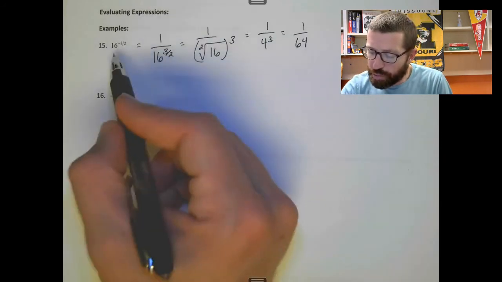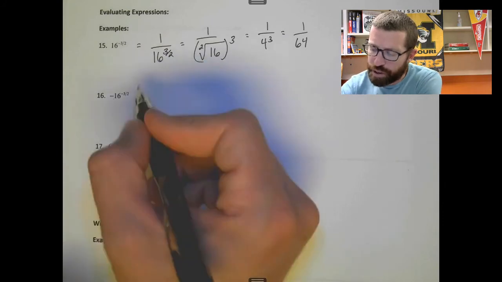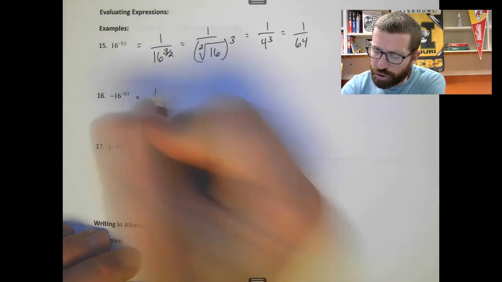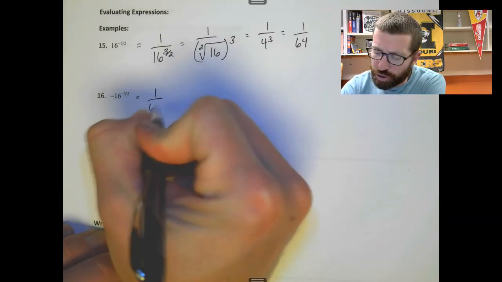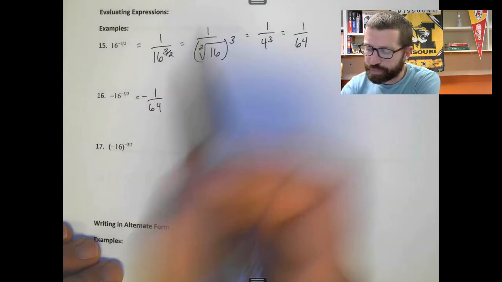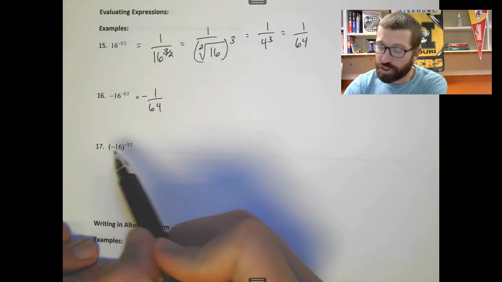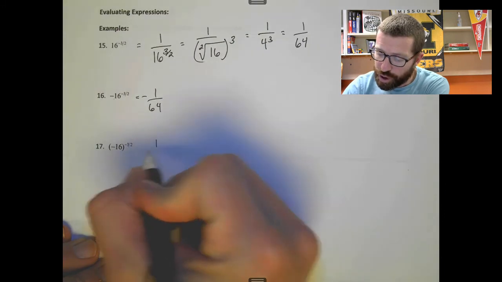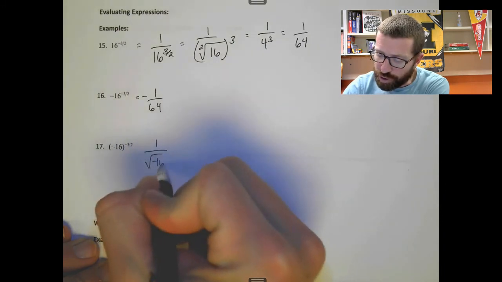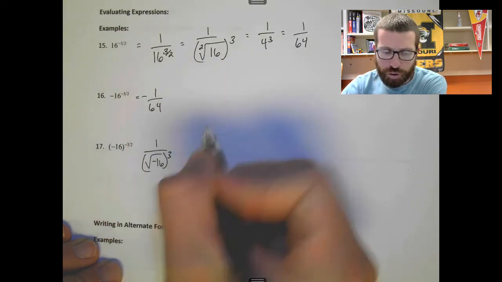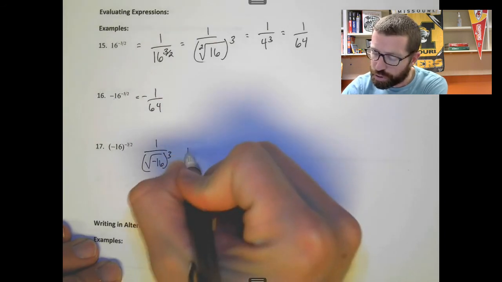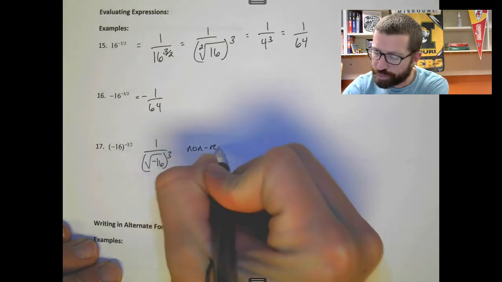Okay, so this is the same thing just with the negative outside. And so that would just be the same work. Everything is the same except it's negative. Now if the negative's inside though, then that gives us the square root of negative 16 to the third, which is non-real. And we'll just leave it at that for now.